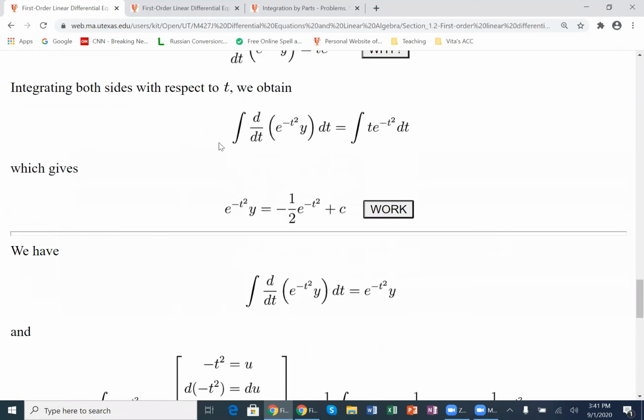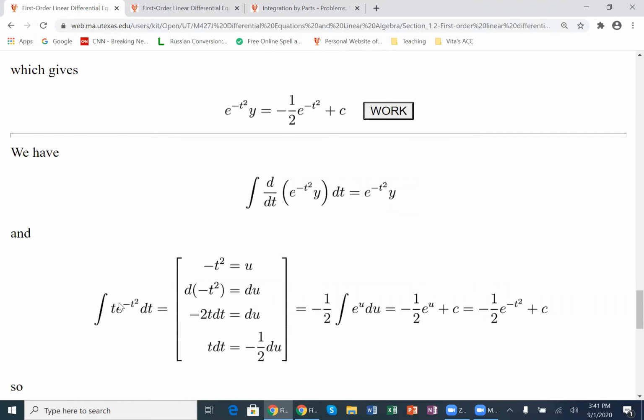And then click on work. Antiderivative kills derivative. So the left-hand side becomes mu times y. On the right-hand side, in order to find this integral, we use u substitution. Let us denote negative t squared by u. We put d from the left, d from the right. Derivative of negative t squared is negative 2t. Now, here there is no negative 2. Therefore, next step, divide both sides by negative 2. After that, we replace t dt by negative 1/2 du. Done. We replace negative t squared by u. Done.